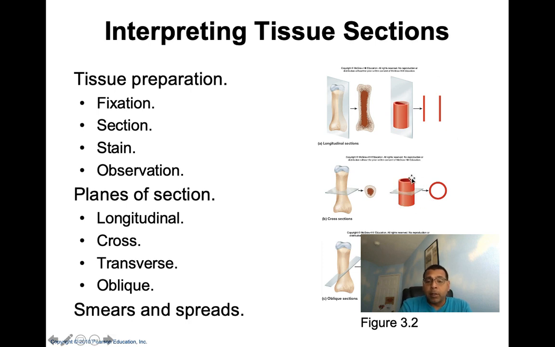Now, blood vessel here, transverse, a cross section, this is what it'll look like. Now, oblique section, this is what the top will look like. Here, if we were to do that to a blood vessel, you can see how that would look. So we have various planes of section, reiterating that chapter.